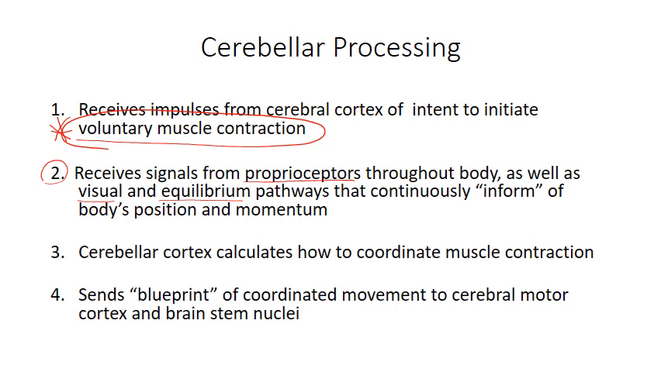So the cerebellum is essentially taking all of these different sources of information and putting them together to make sure that whatever we're doing, we do it safely and in a way that won't hurt us, won't hurt others, and that will actually carry out the process that we wanted to carry out in the first place.